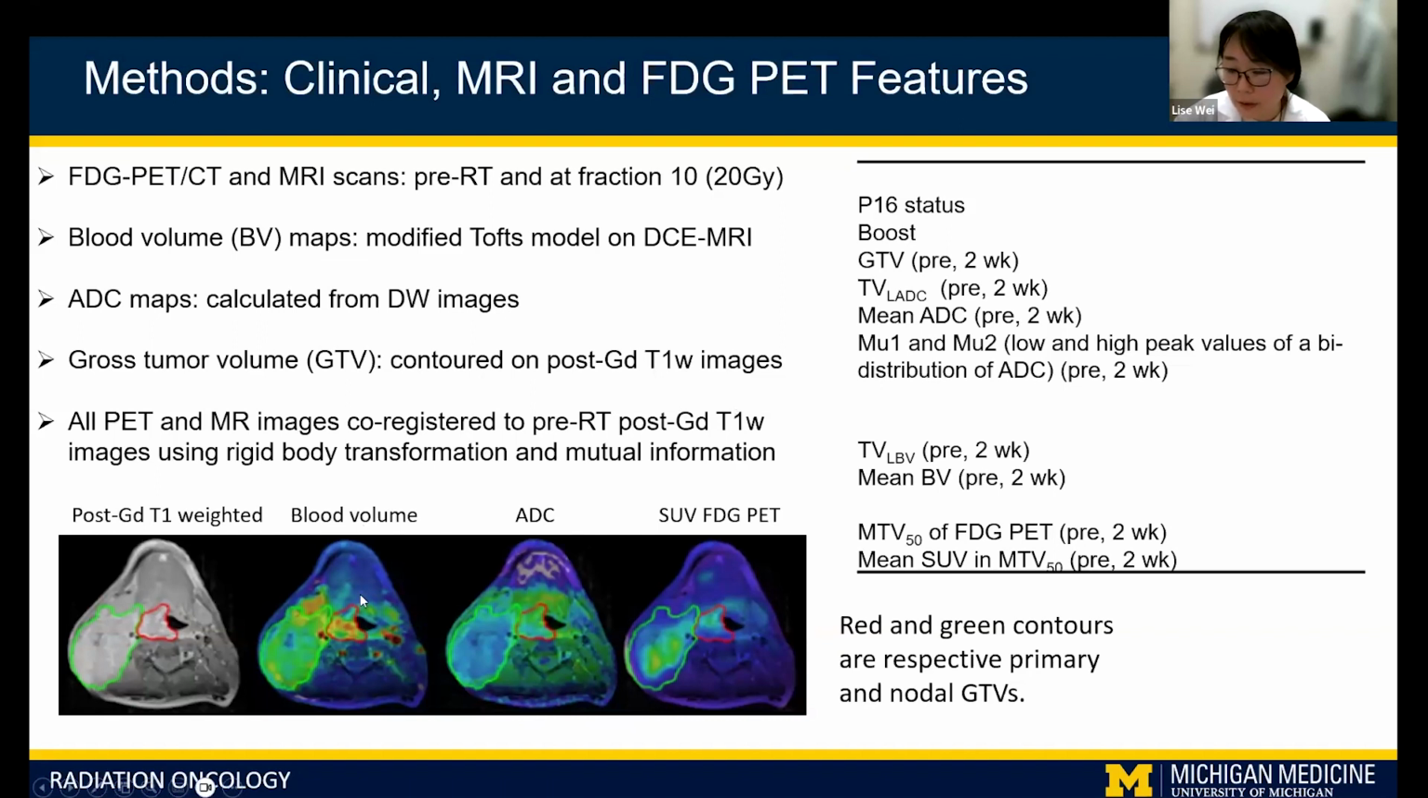And the second figure is a blood volume map. And the third is an ADC map. And the fourth is a PET image. And on the right is a table showing the input features that we get.